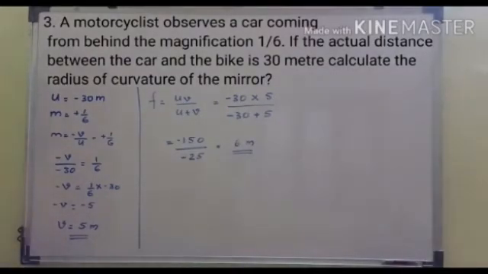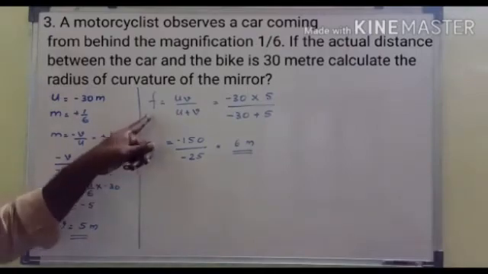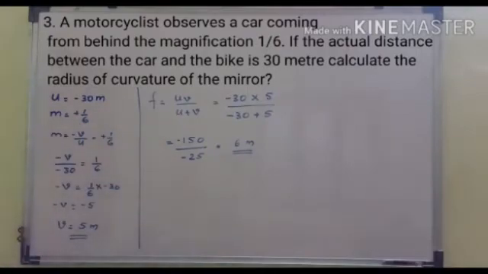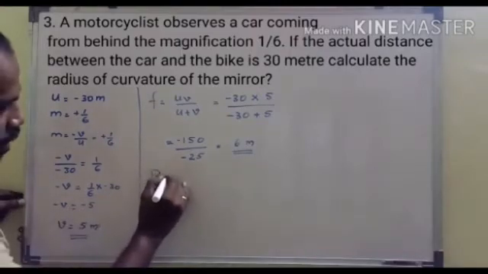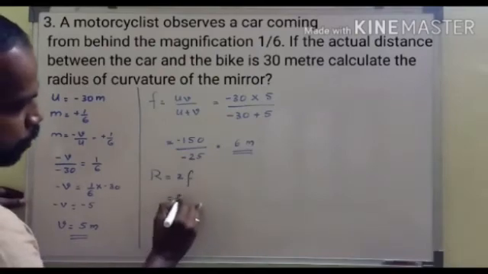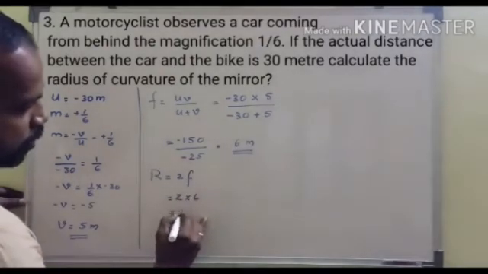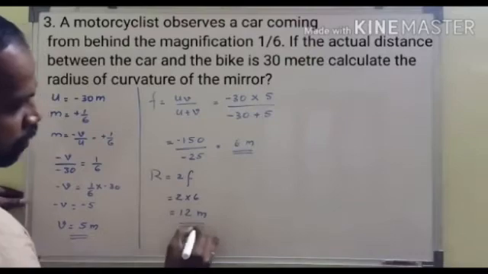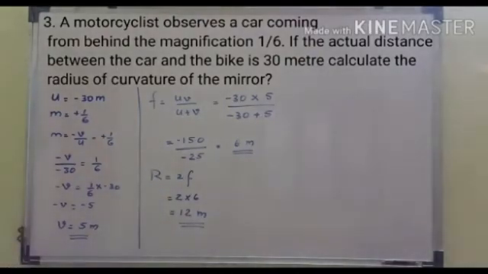So we have to find out the radius of curvature. Here we got the focal length of the mirror. We know that radius of curvature r is equal to 2f. So it's equal to 2 into 6, that is 12 meter. This is the radius of curvature of the mirror, 12 meters.